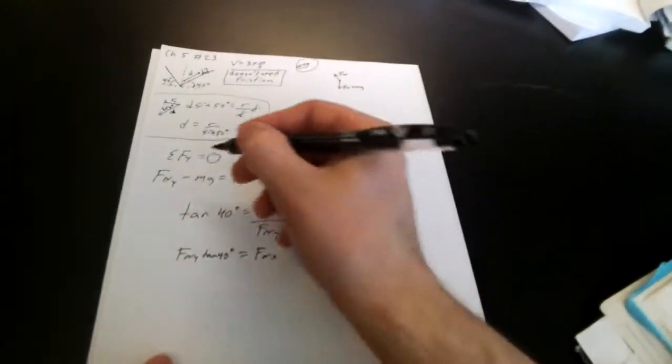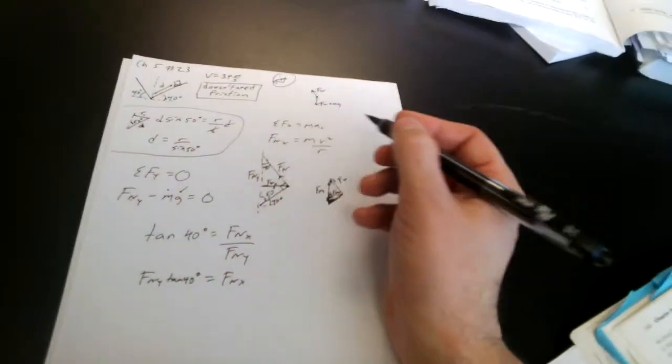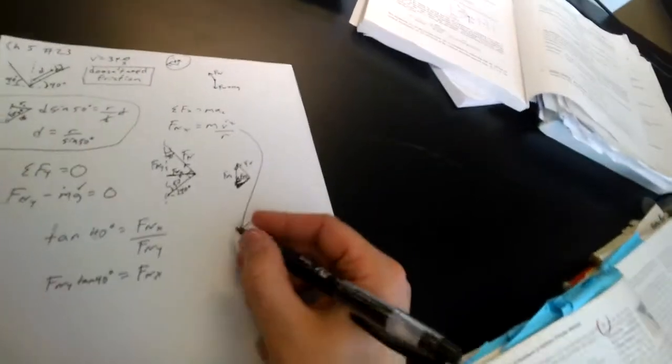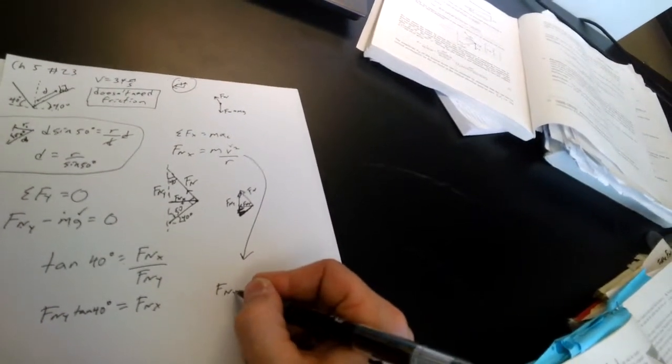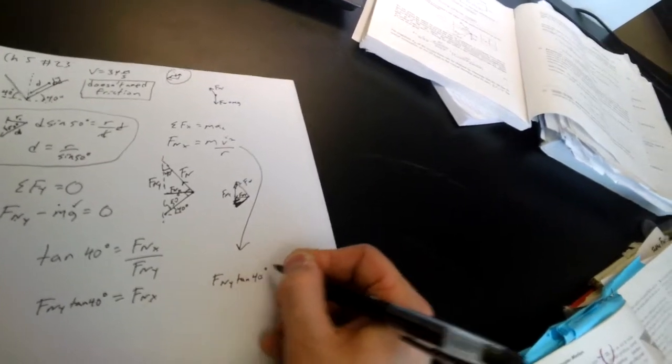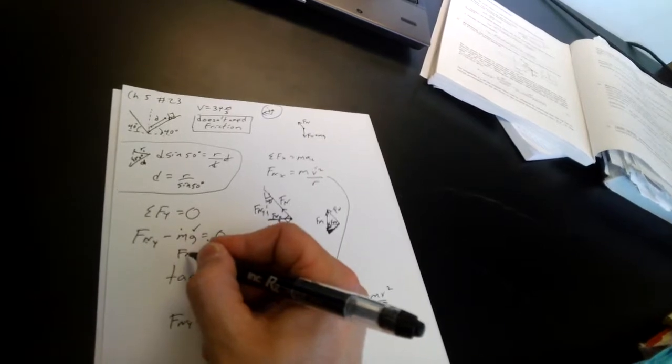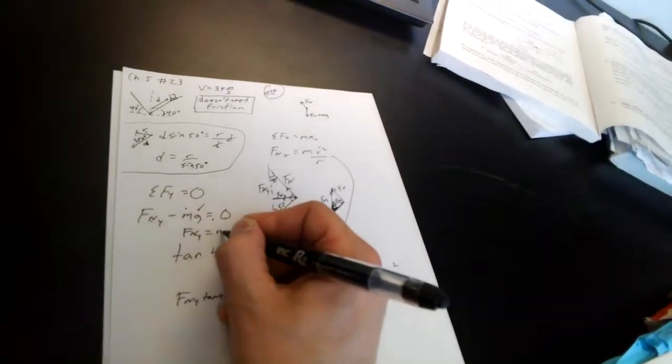And now let's start putting checks by what we know. We know g. We have a way to relate x and y, so that's good. And we know v. Let's go ahead and do some substitution, see if we can get a little bit closer. So I'm going to put this in for FNx up here, but I'm going to rewrite down here. So let me just draw an arrow. So FNy tan 40 equals mv squared over r. And here I have one that says FNy equals mg.